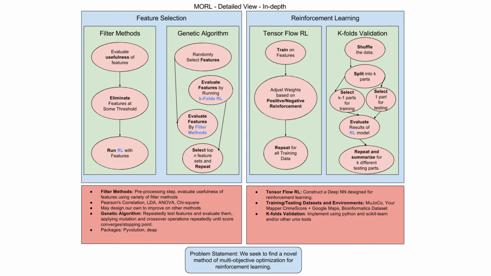For the k-folds validation, we'll be implementing that using Python, scikit-learn, and other Unix tools. It's a fairly simple algorithm to implement, so it would probably be easier for us to just do that sort of manually. And all of this, again, will come together to satisfy our problem statement, which is that we seek to find a novel method of multi-objective optimization for reinforcement learning.